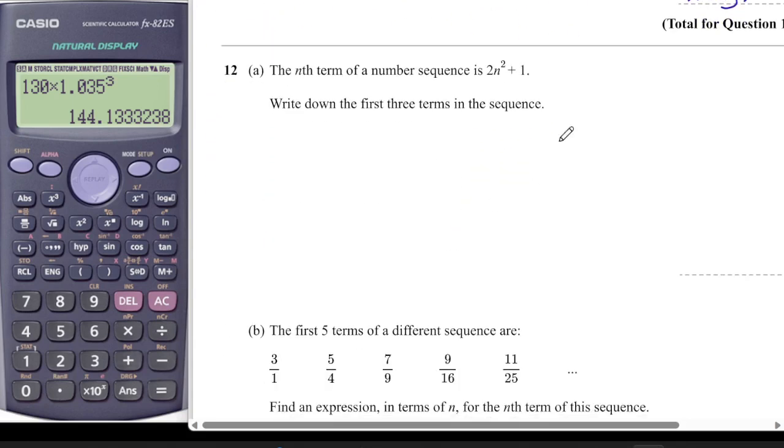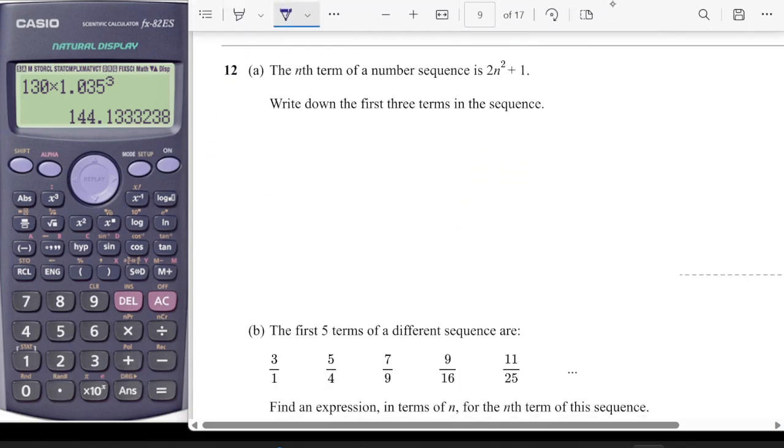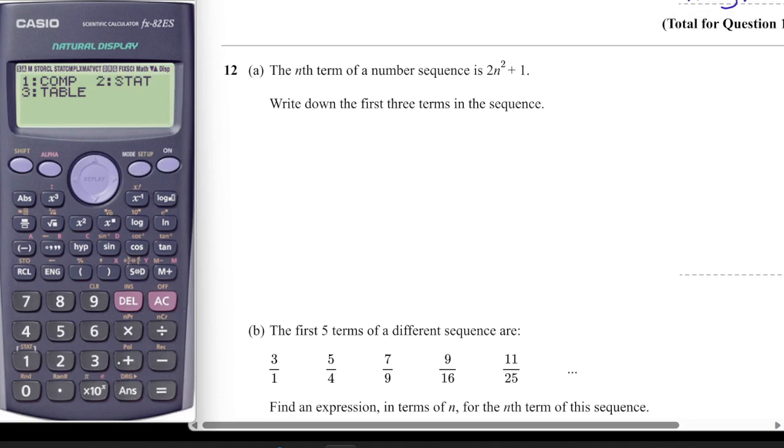Okay, question 12. The nth term of a sequence is 2n squared plus 1. Write down the first 3 terms of the sequence. So I'm going to use the table mode on your calculator, if you're not familiar with it, it can be really useful for questions like this. So let's just explain that again.